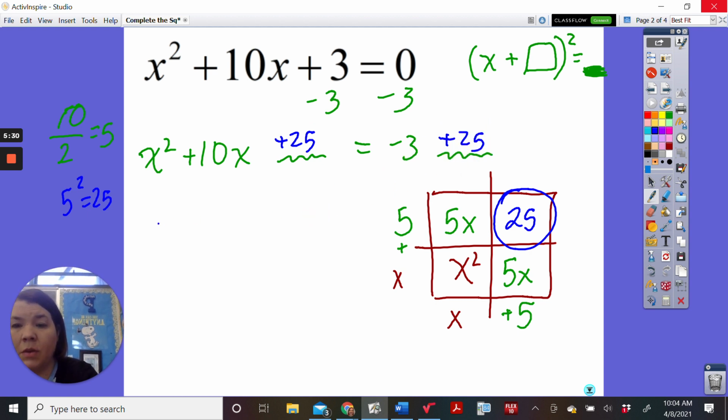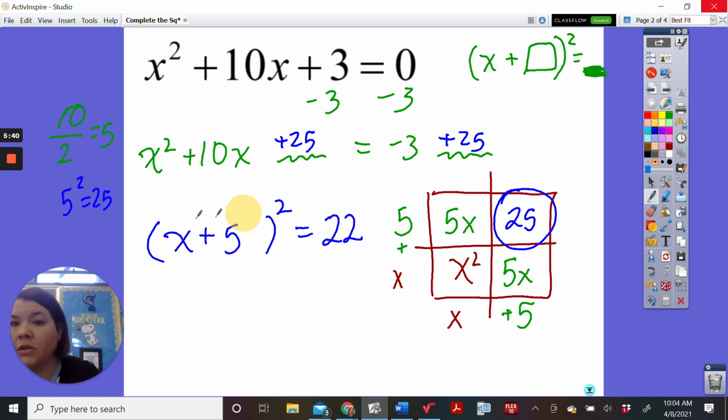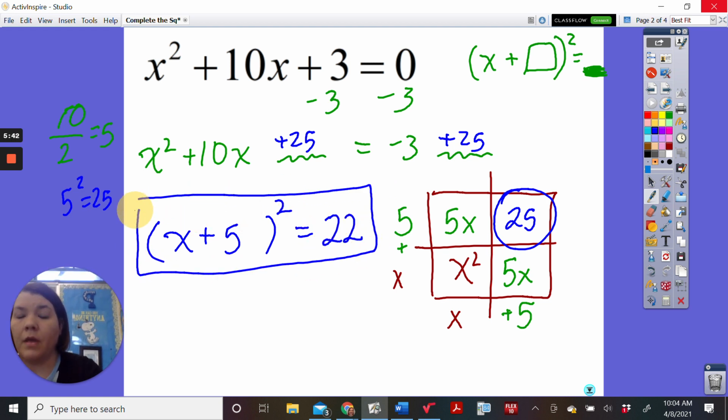And so this becomes x plus 5 times x plus 5, or x plus 5 squared, equals negative 3 plus 25, which is 22. I'm jumping the gun a little bit there. And there I am. No big deal. Okay.